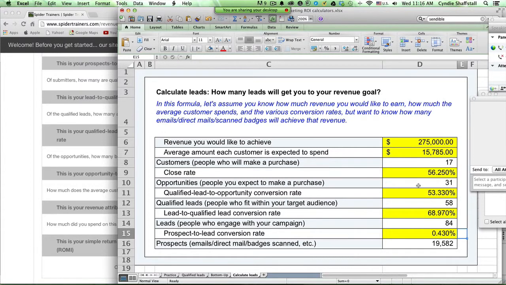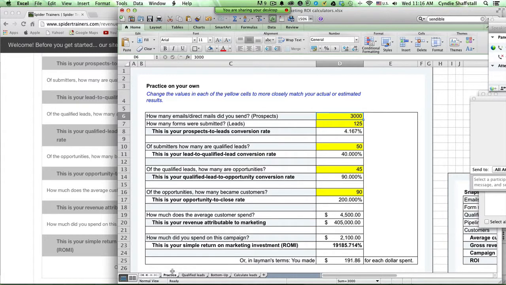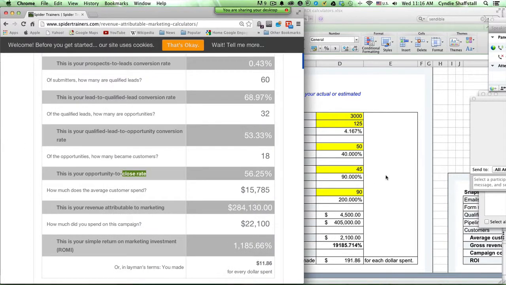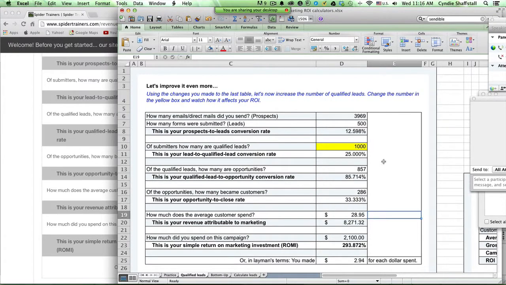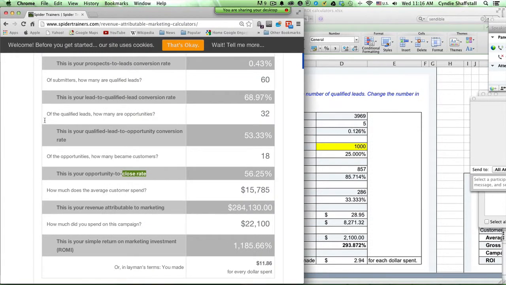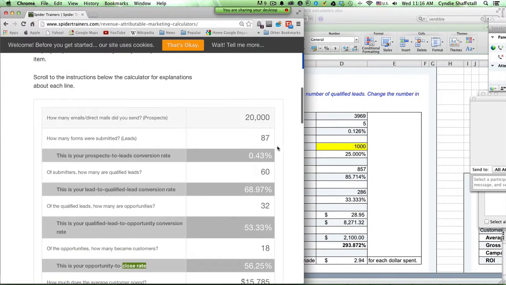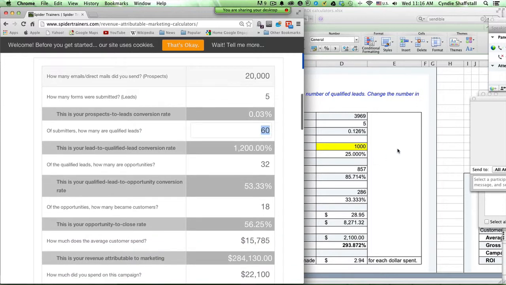ROMI has a lot of different ways that you can look at it, and all of the numbers are valuable for different types of campaigns. In the first tab, we have a practice sheet, and that practice sheet looks very much like what you have online. So let's take a look at what we could do to improve this campaign or other campaigns. One of the things that we found is that when we only had 5 forms completed, let's go back up here, it really changes things throughout the campaign.